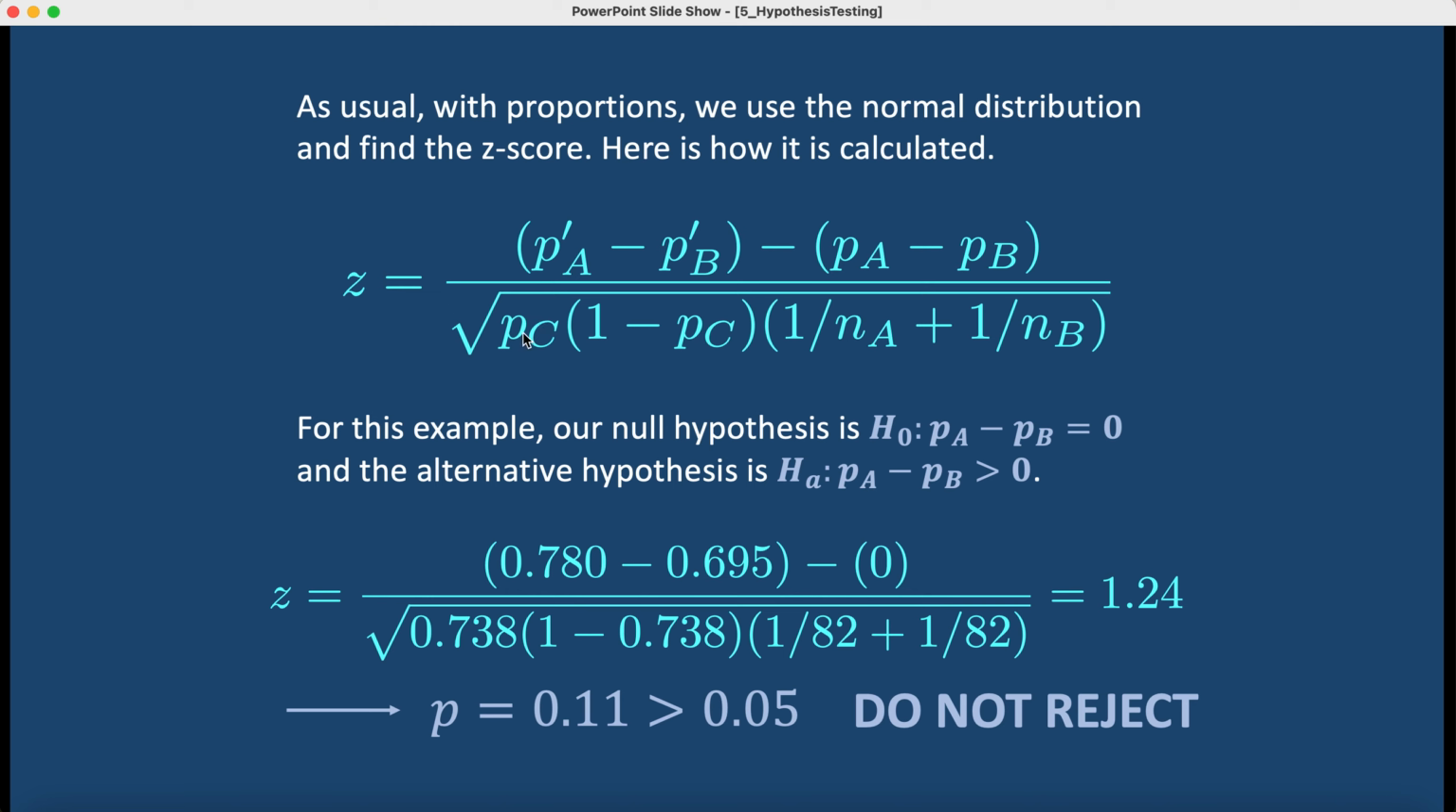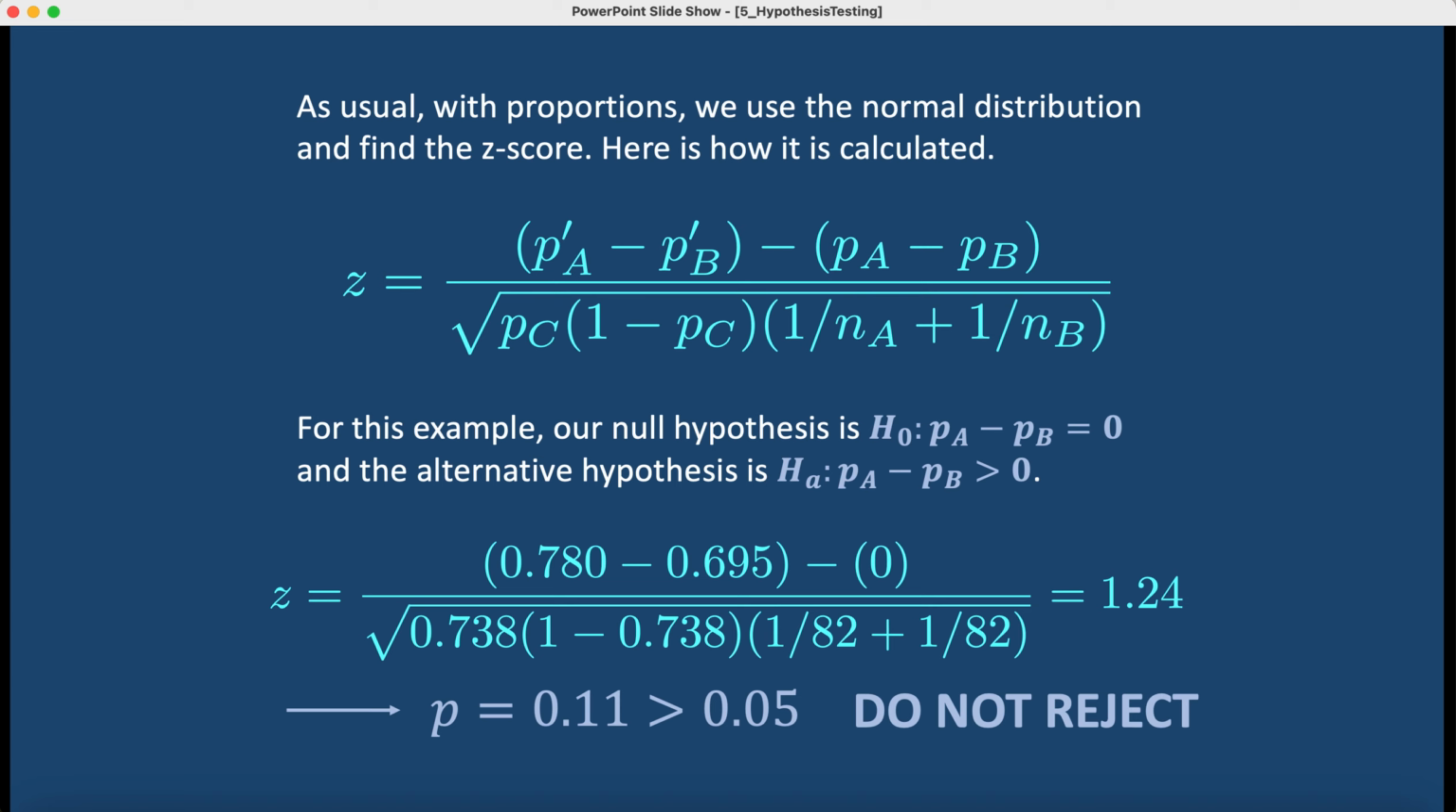The pooled proportion that we found goes here, and then NA and NB, those are the number in the sample of the two groups A and B, which in this case is both the same. They're both 82 game samples. So you plug all the numbers into this formula to calculate the z-score. It's a value of 1.24. Plug that into the Excel calculations as we've done previously, and that should give you a p-value of 0.11, which would be greater than 0.05. So by this measure as well, we cannot reject the null hypothesis that the teams are equivalent.